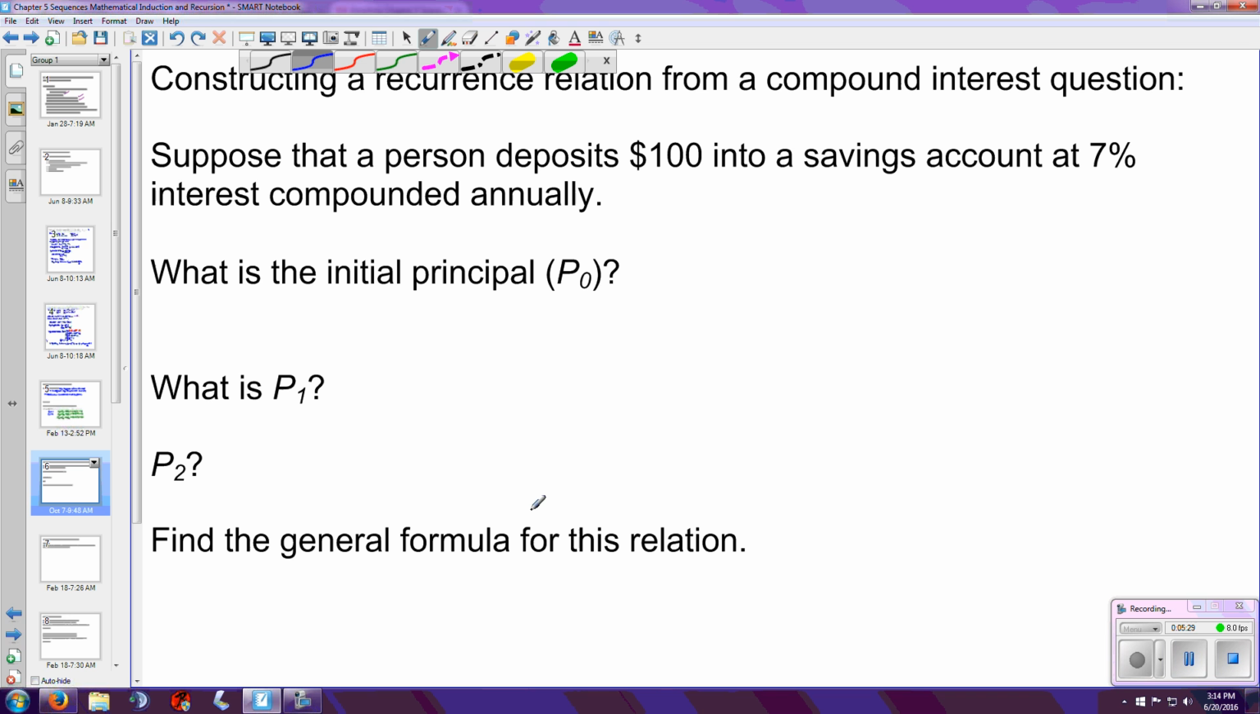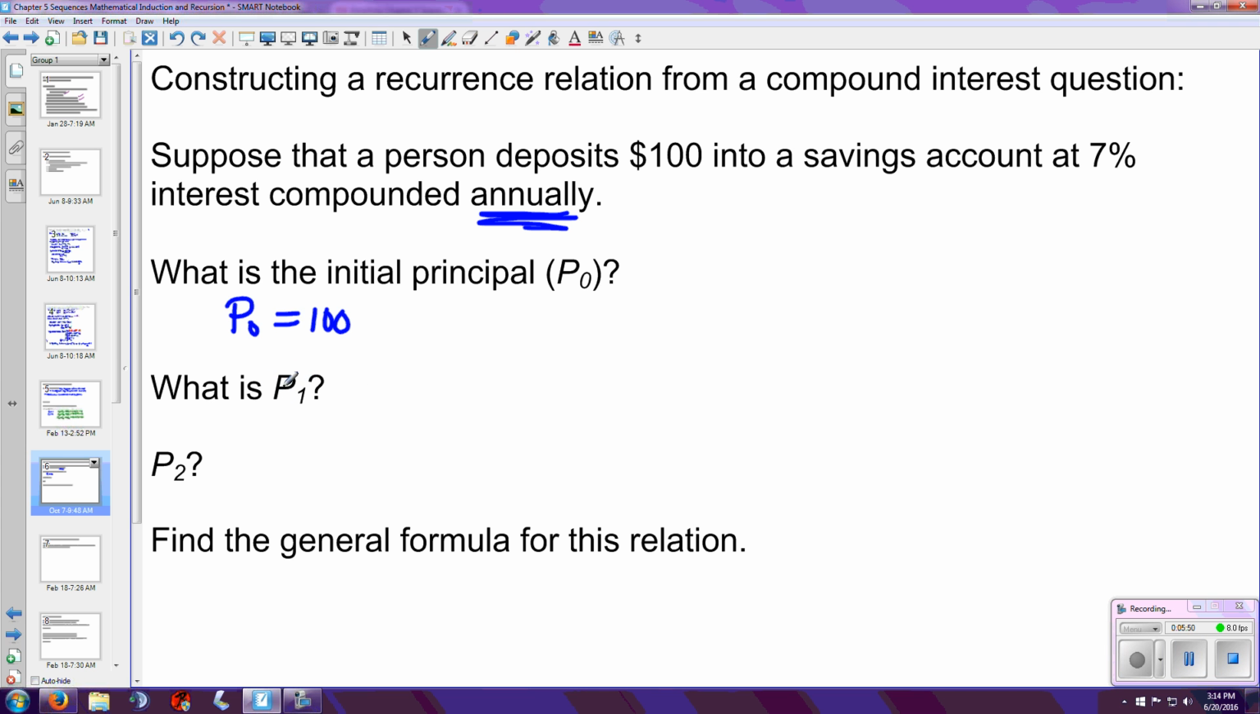Suppose a person deposits $100 into a savings account at 7% interest compounded annually. Note that they're saying annually here, that just means one time a year. What is the initial principal P naught? The initial value is what we're plugging in here, which is $100. So if we are opening this savings account, we're putting $100 in.